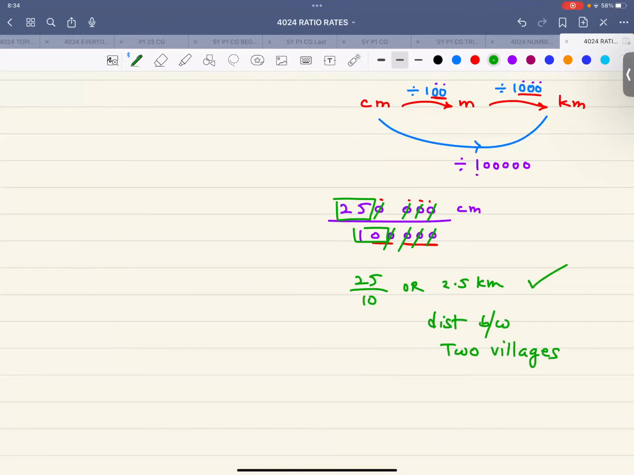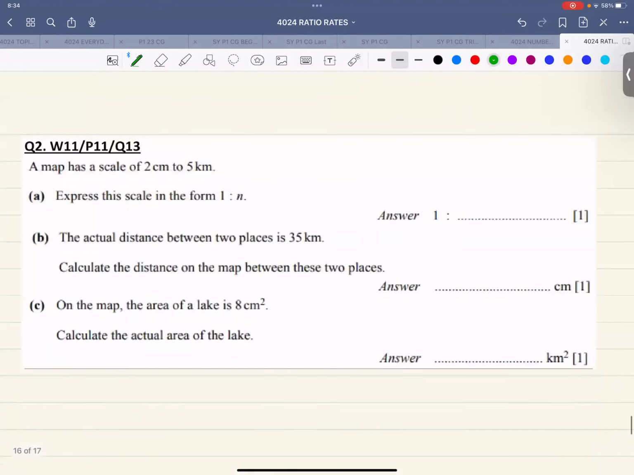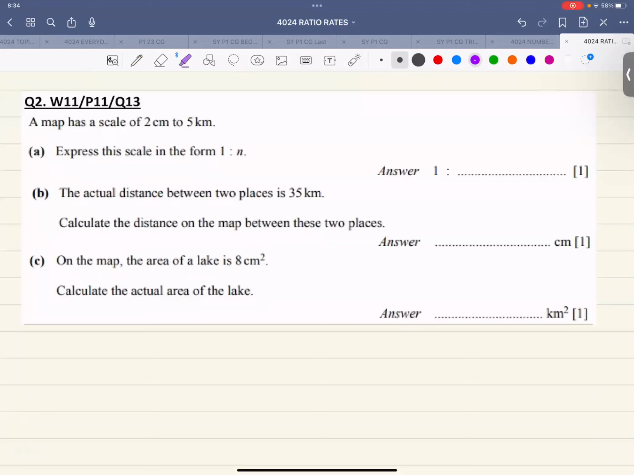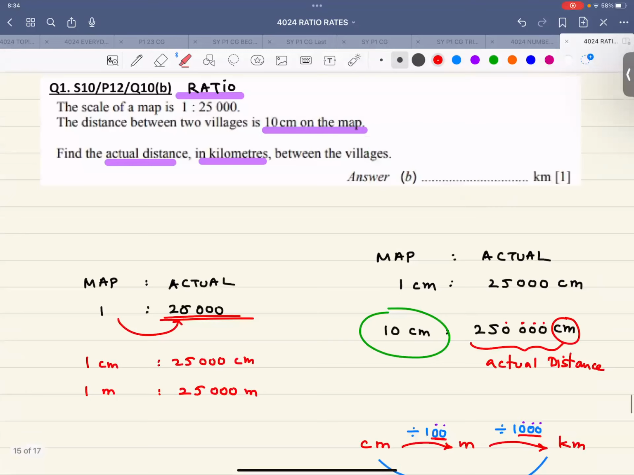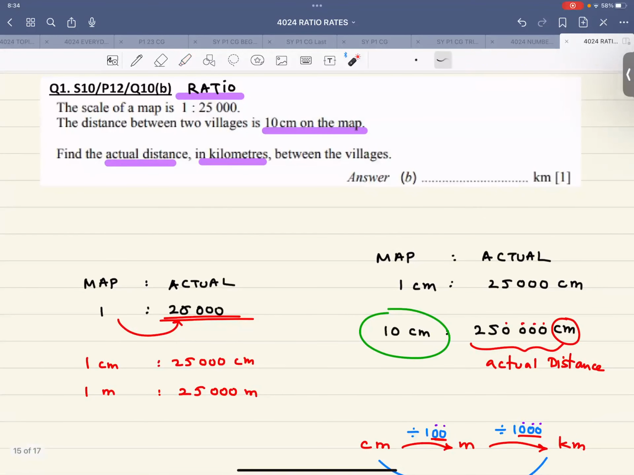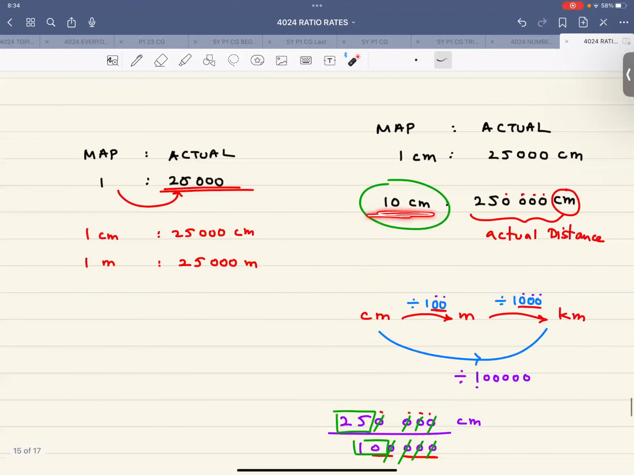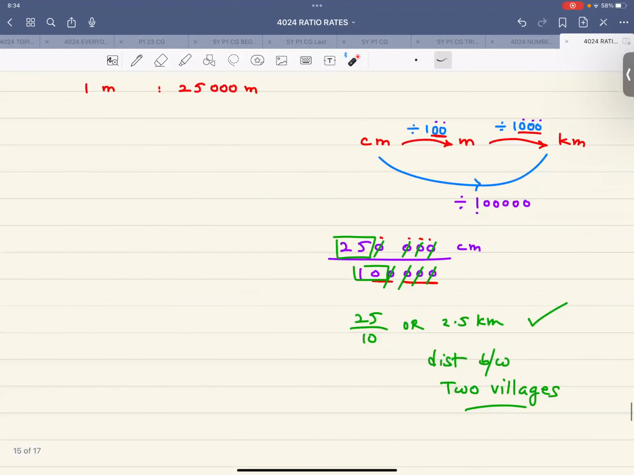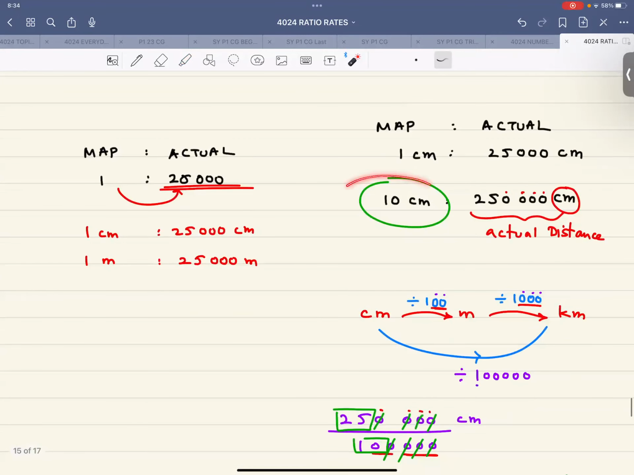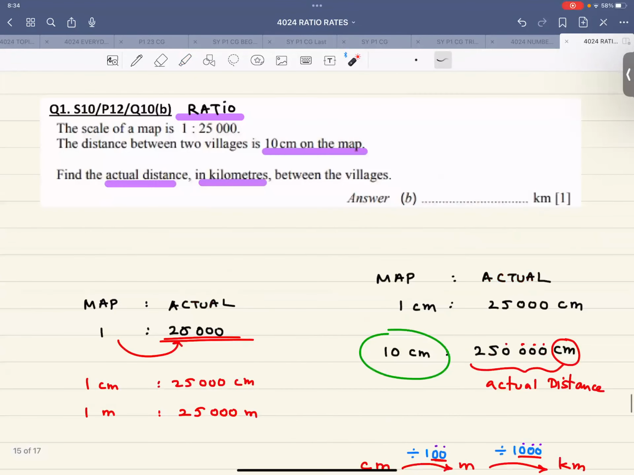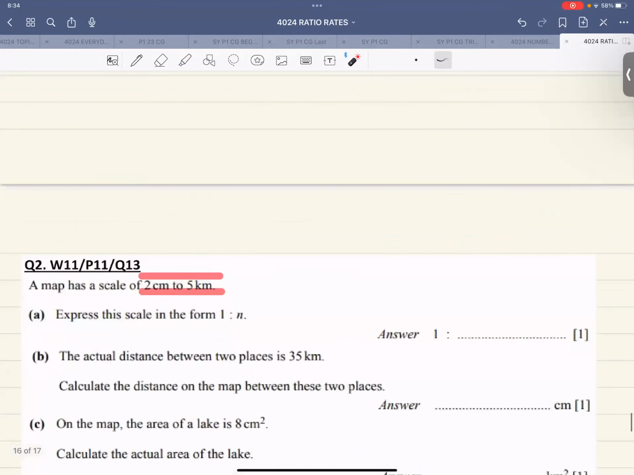So that is one of the kinds of questions that we get about scales and maps. Let's look at another type of question. Now, in this type of question, it's not given as 1:something. It's given as 2 centimeters is to 5 kilometers. This is the other type of question. Over here, they gave 1:25,000 and 10 centimeters came out to be 2.5 kilometers. Basically, if this was given, what is this kind of ratio? That is what we are looking for.